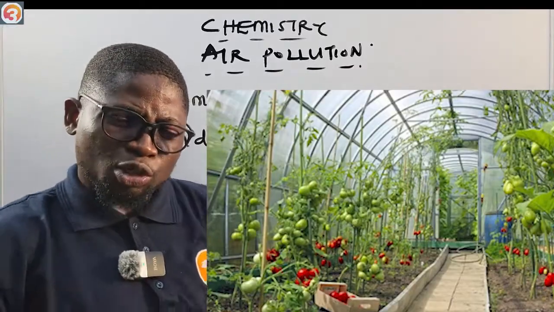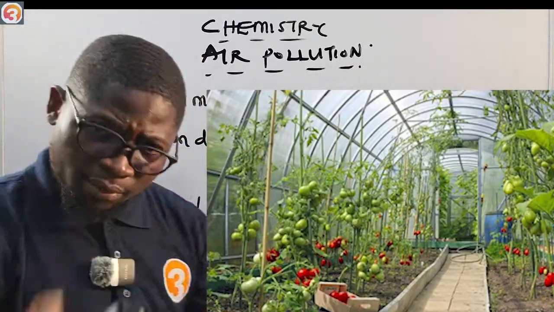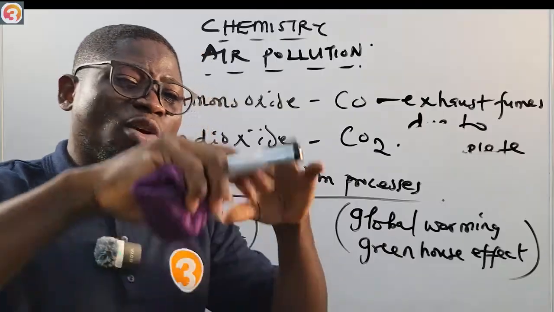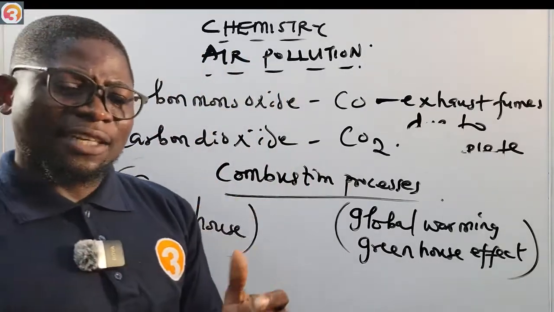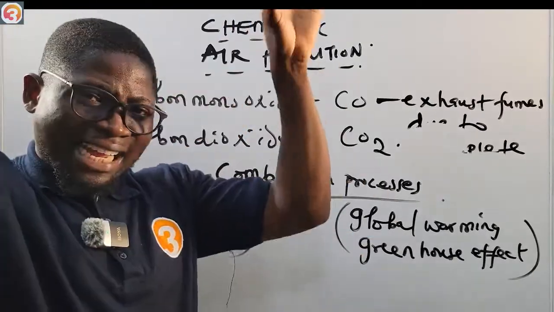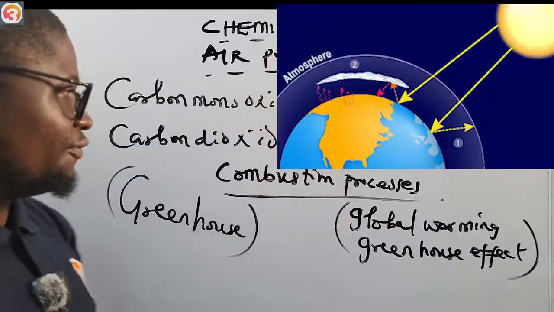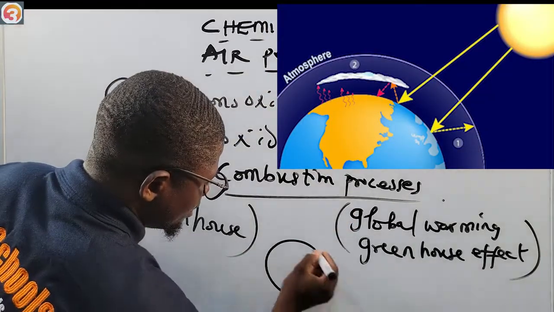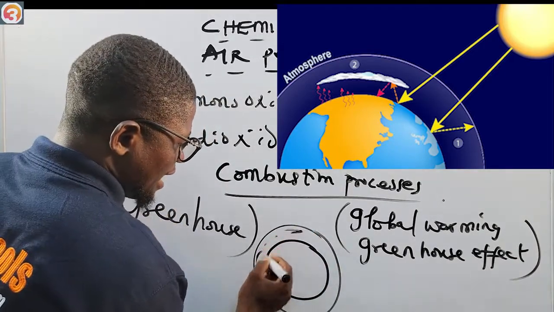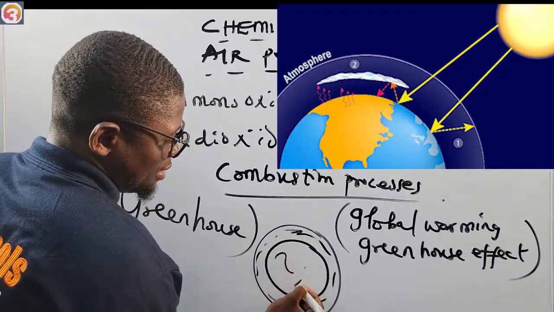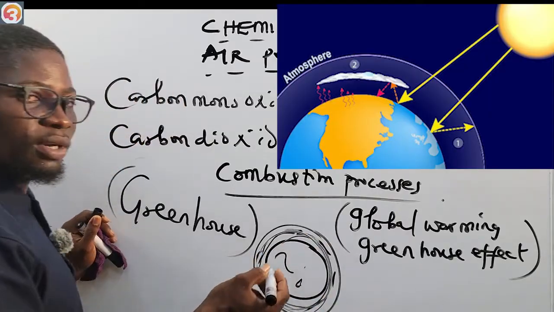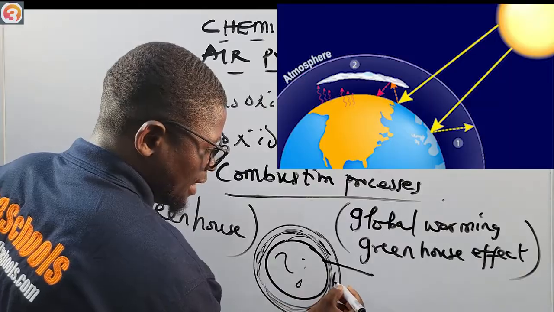It's just to keep the plants warm, but on the earth, we do not have a greenhouse like a plant and glass. It's not glass that covers our atmosphere. Instead, we have the atmosphere. We have the earth, then we have the atmosphere. Now I'm showing you a diagram: this one here is the atmosphere, and this one is our earth. Maybe this is where we are here in Nigeria. This is the atmosphere surrounding the earth.